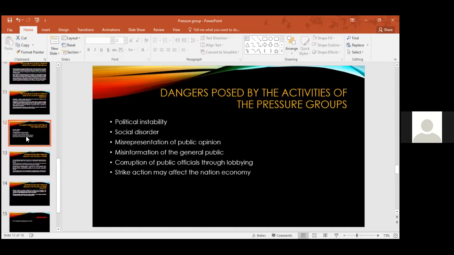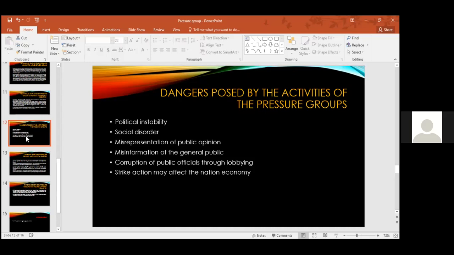So let's move to the next one. Dangers posed by the activities of the pressure groups. That means what are the negative effects? There are certain pressure groups in Nigeria that if they decide to go on strike action, they would cripple the economy. They will cripple the country as a whole. For example, if NLC goes on strike, they will cripple the economy.